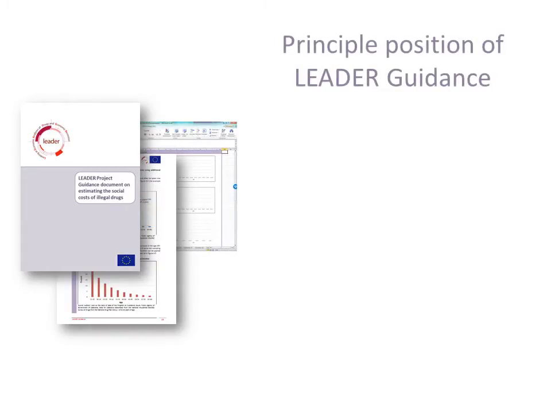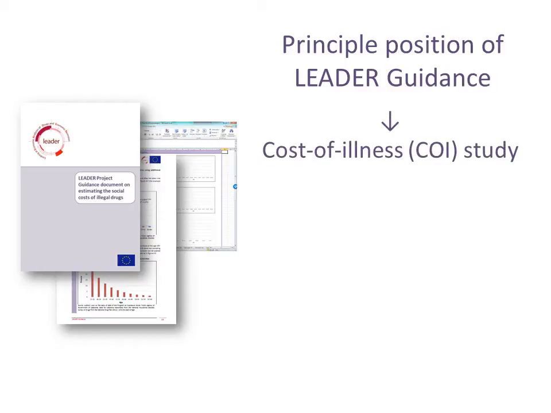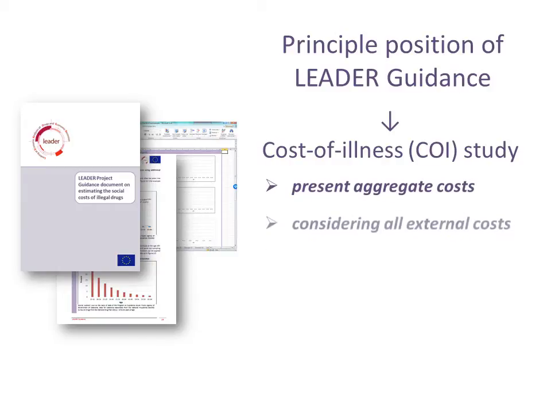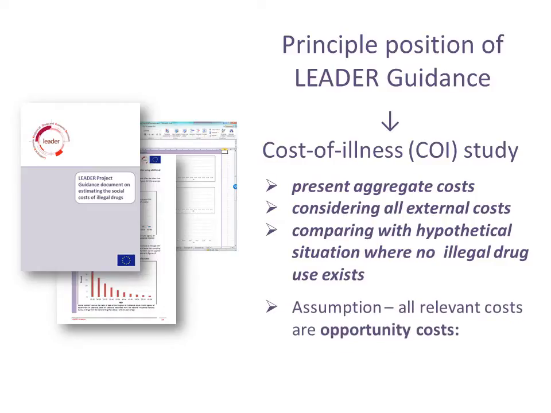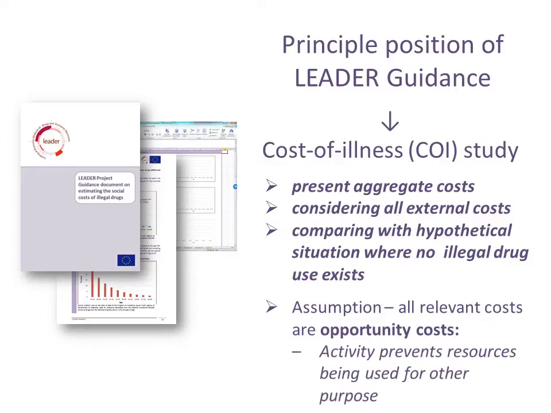While the practical calculations presented in the LEADER Guidance Pack can be applied with a variety of frameworks, the principal position of the LEADER Guidance for estimations is to carry out a cost of illness or COI study, which presents aggregate costs of an illness, considering all external costs of illegal drug use and comparing them with a hypothetical situation where no illegal drug use exists. One important assumption of this approach is that all relevant costs are opportunity costs, meaning that when an activity, such as an illness, uses resources and thus prevents them from being used for some other purpose, an opportunity is forgone.